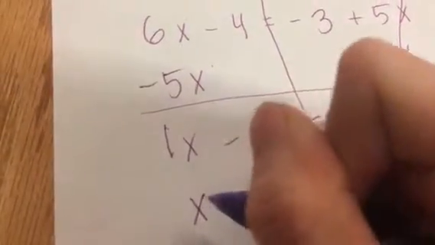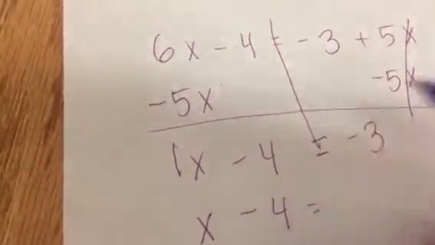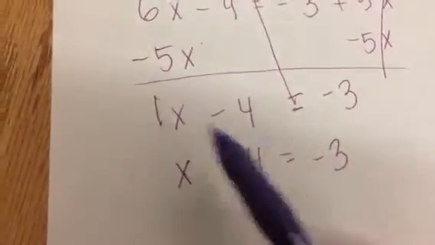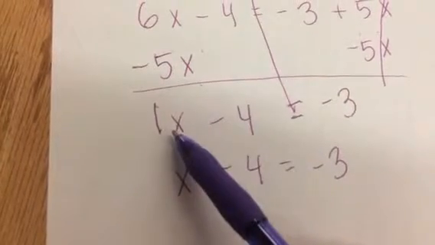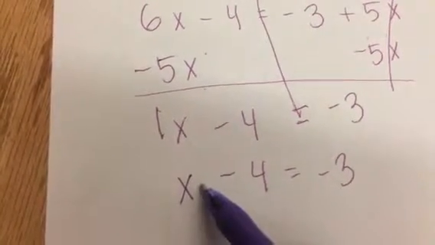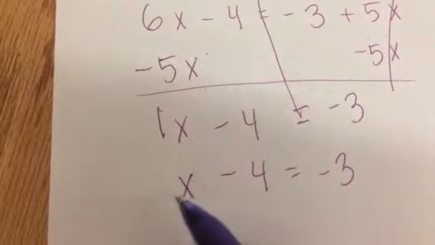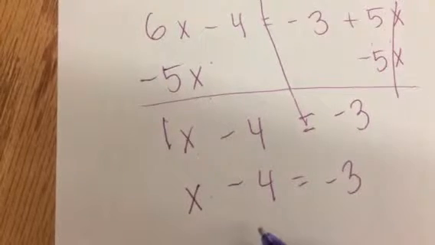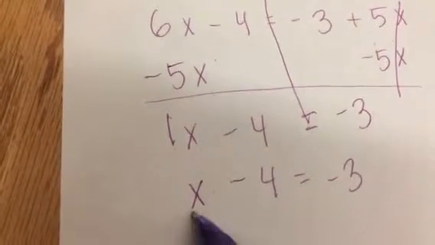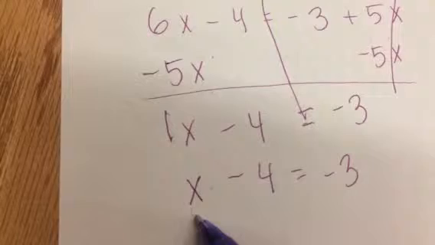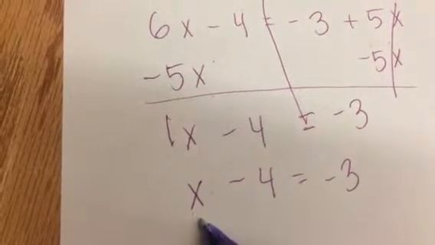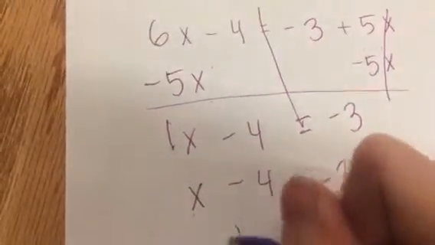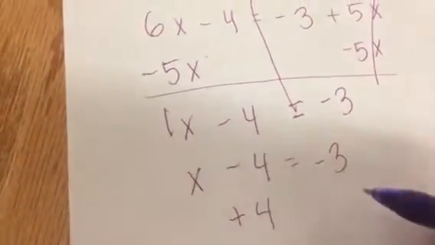So let's recopy that. X minus 4 equals negative 3. All right, like I said, I just recopied this equation, and instead of having 1x, x is the same thing as 1x. So I just recopied it. Now we have x minus 4 equals negative 3. And again, we still want to isolate that variable, make it the only thing on this side of the equation. So to get rid of this minus 4, we would add 4 to both sides.